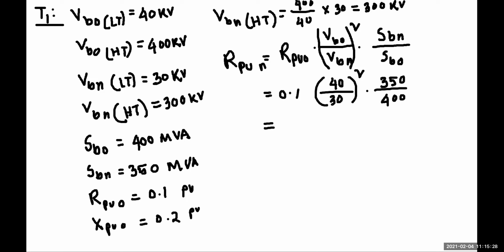So how much we got? We got 0.155, right? Now for your XPU, again, same formula will be there. Now if you use the same formula, then you will get something like this, 0.311. This is PU.